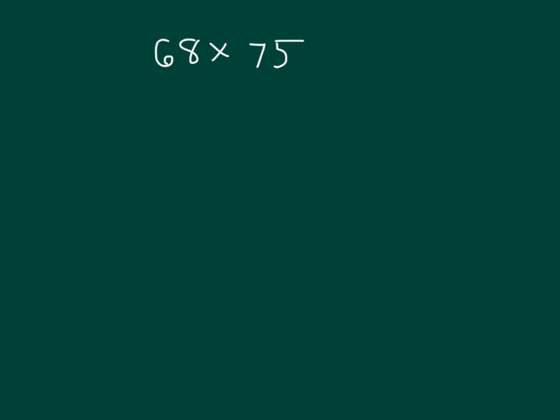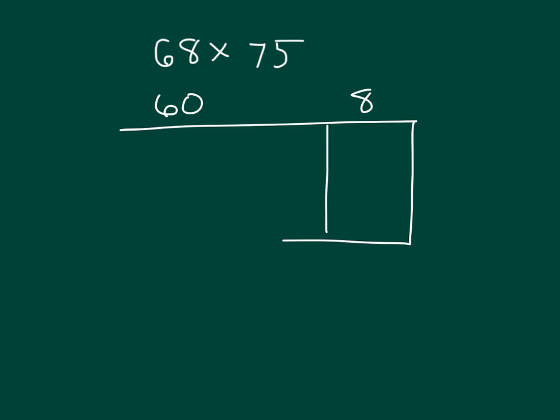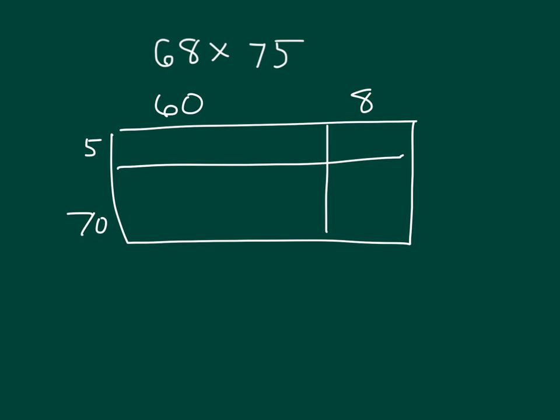Let me show you one more example. Here's 68 times 75. There's 60, there's 8, where we broke apart that factor, 68. And then let's break apart 70 and 5. Writing that out, we have 5 times 60, which equals 5 times 6 tens, which equals 30 tens, which equals 300.